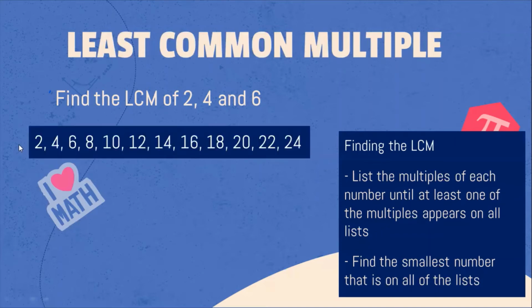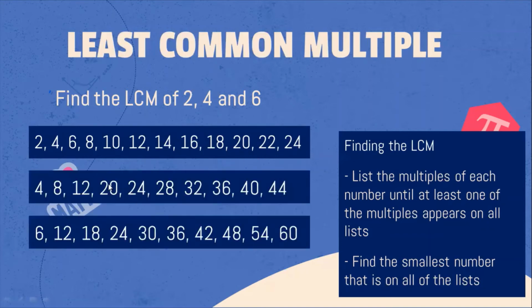Let's list down. The multiples of 2 are 2, 4, 6, 8, 10, 12, 14, 16, 18, 20, 22, and 24. The multiples of 4 are 4, 8, 12, 16, 20, 24, 28, 32, 36, 40, 44. The multiples of 6 are 6, 12, 18, 24, 30, 36, 42, 48, 54, 60, and so on and so forth. Let's find the common multiple of all the numbers.